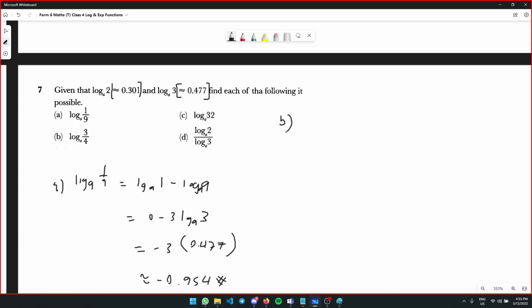Maybe you can try. Can I do log a 3 to the power of -2? Log a 3 to the power of -2. Mm-hmm. 3 to the power of -2.